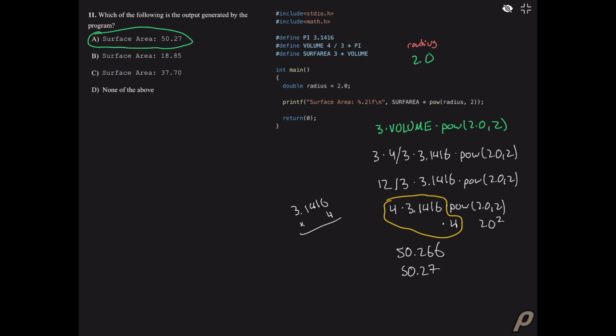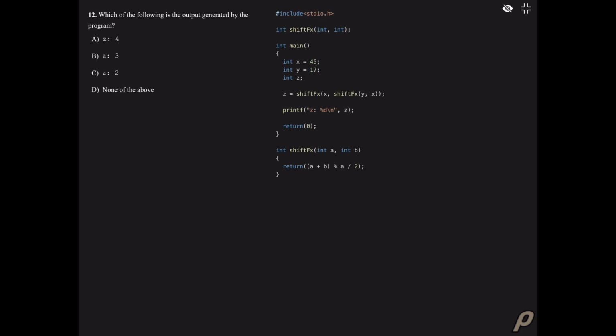Now we'll move on to the next one. All right, question 12, some more code tracing fun stuff. This one's a little different than the previous ones we've had, so let's dive right on into it. So we have X, we have Y, and we have Z. We know that X is going to be 45, we know that Y is going to be 17, and we do not yet know what Z is going to be. So let's figure out what Z is going to be.